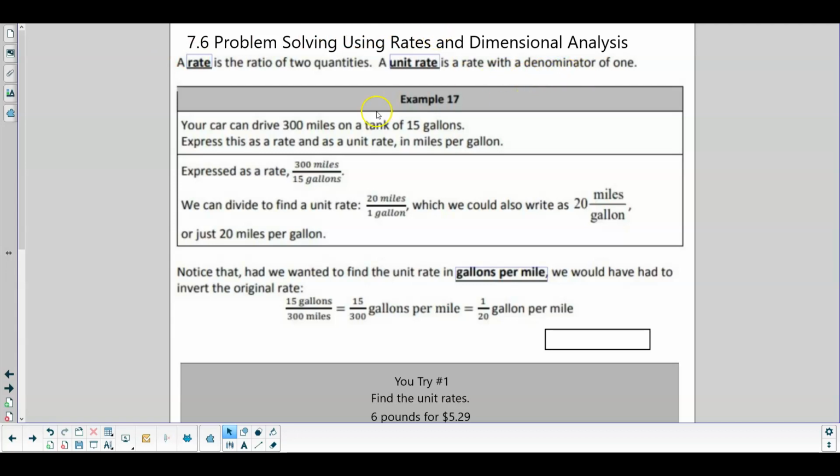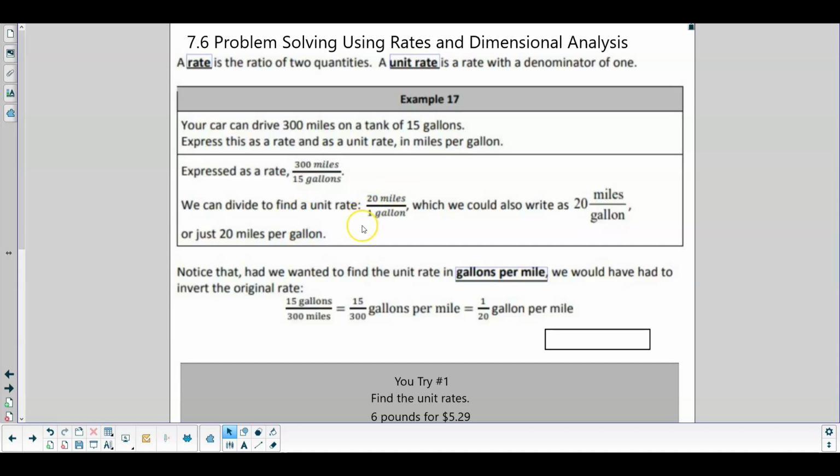So for example, you have here, you're going to drive a car 300 miles on a tank of 15 gallons. You want to express that as a rate, and usually we use this in miles per gallon. So you would put the 300 miles on top as your numerator and 15 gallons on the bottom as your denominator. So that is the rate. However, if you want a unit rate, we want to make sure that you can get a 1 on the bottom. So luckily 300 divided by 15 divides evenly, and you do get 20 to 1.